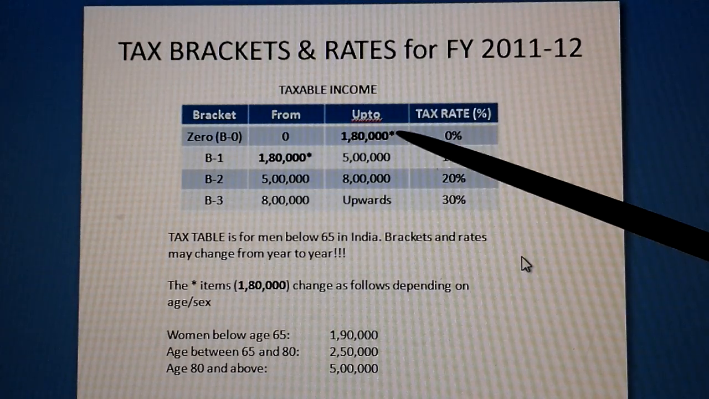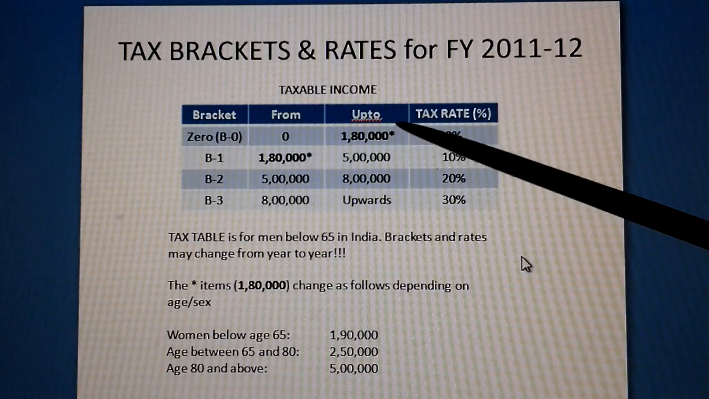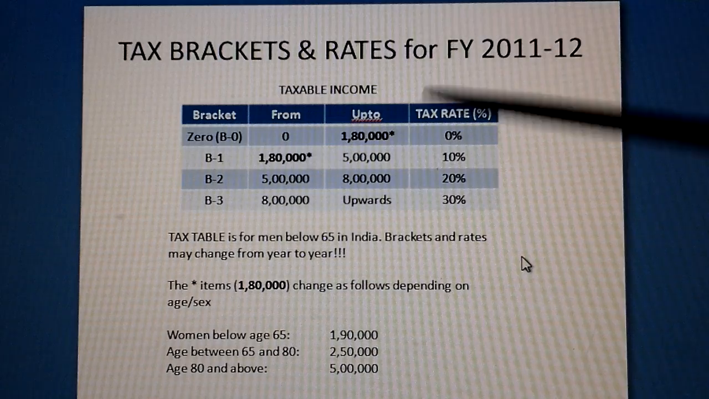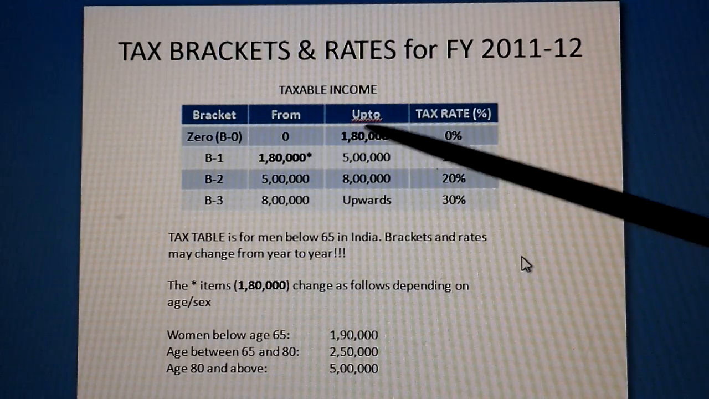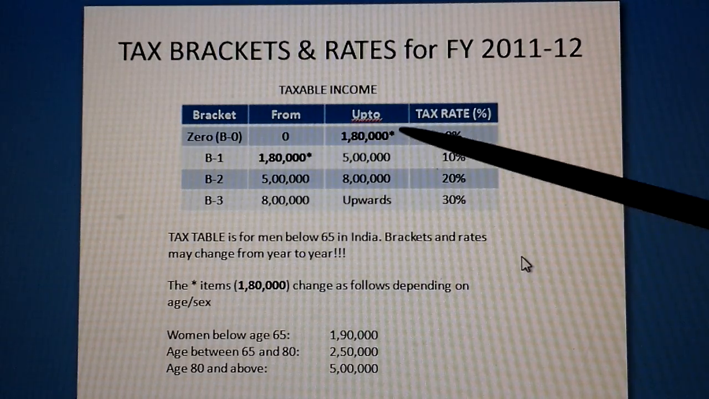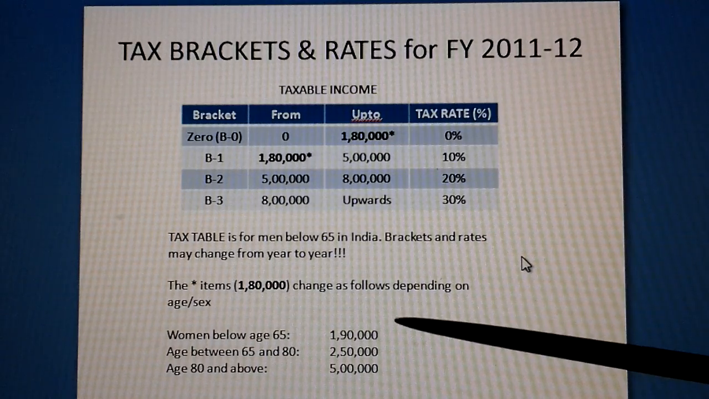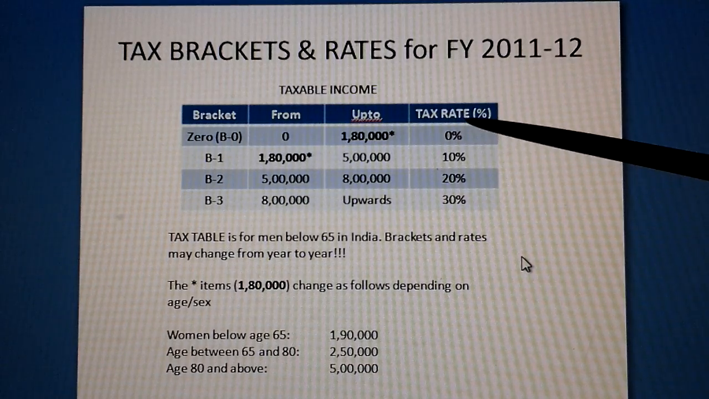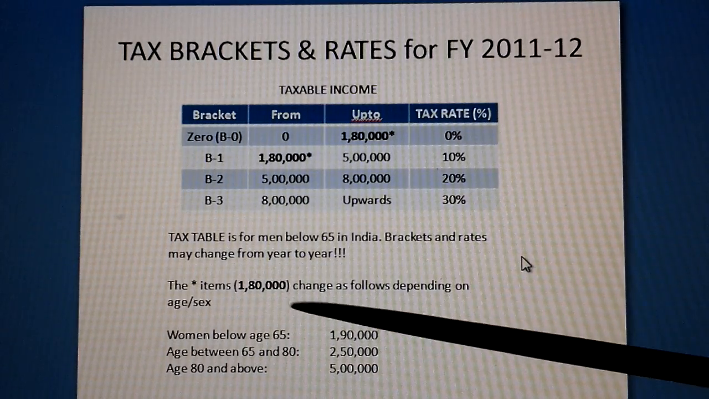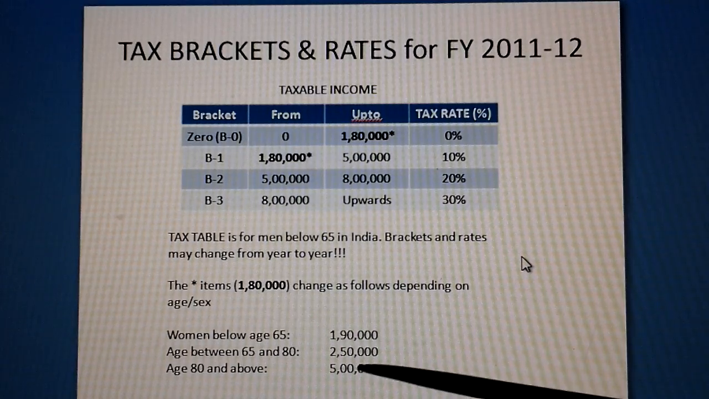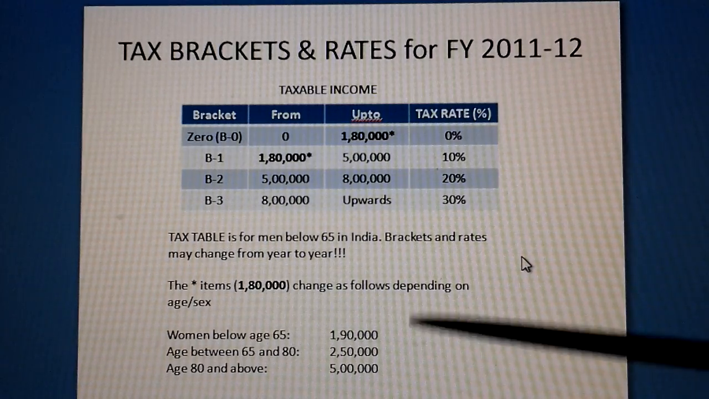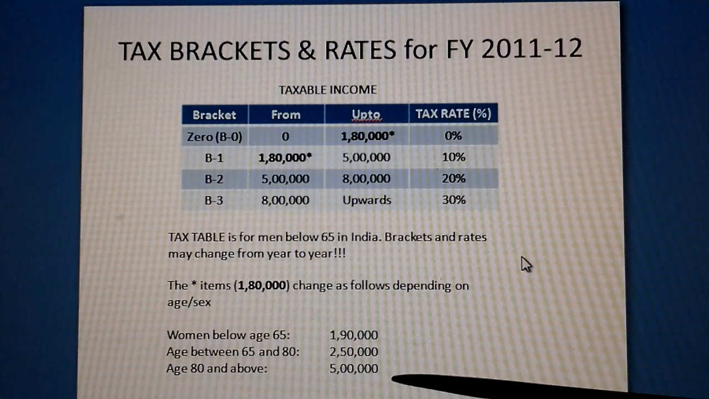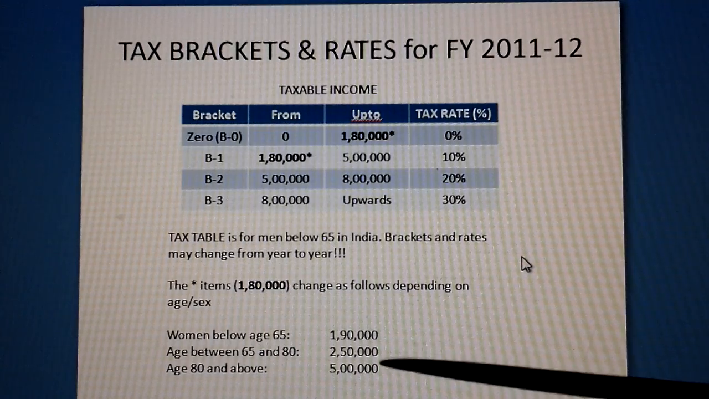Now remember that this lower range in India, the zero bracket amount, 1,80,000, actually depends on your age and your sex. It is 1,80,000 for men below 65. For women below 65, as a small concession, up to 1,90,000 you wouldn't pay any income tax. For the senior citizens, that is those between 65 and 80, this amount would be 2,50,000, the zero bracket amount. And for age 80 and above, they've given you a really good concession of 5 lakhs.